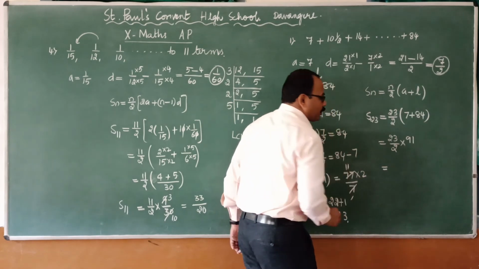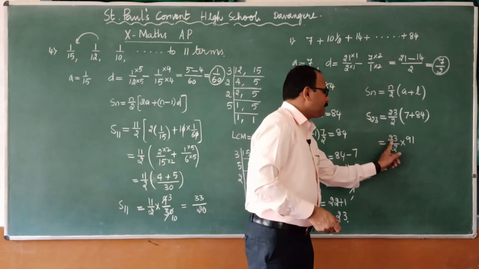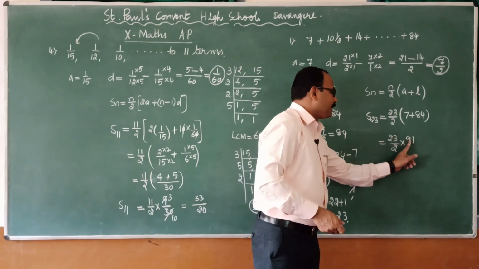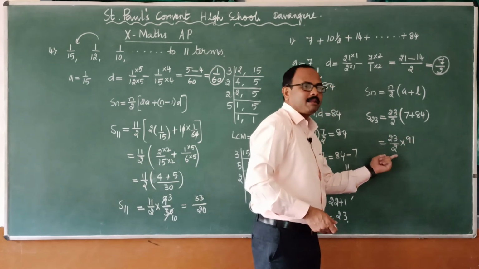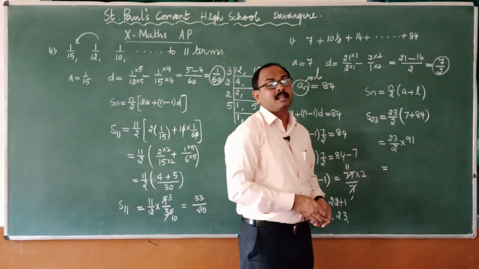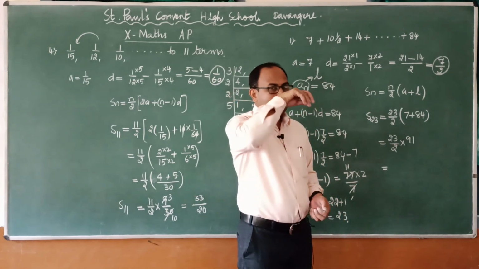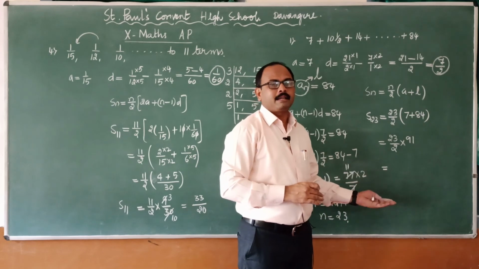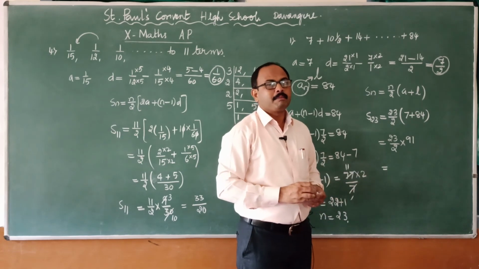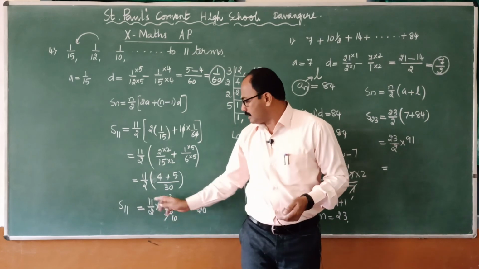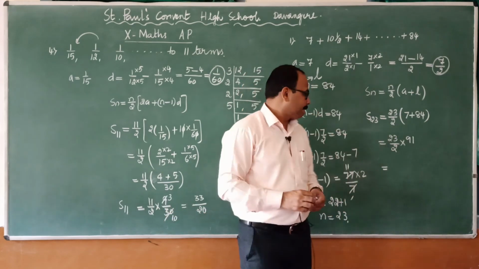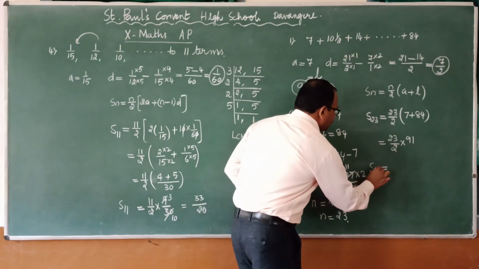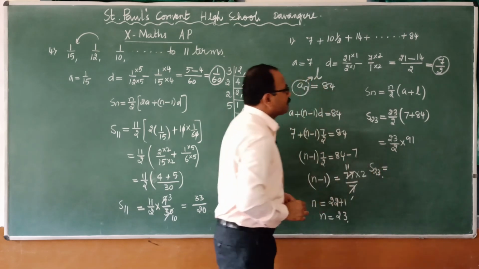Now, what you can do is multiply these 23 and 91. Multiply and divide by 2. You can keep that as an answer. Or that will become an improper fraction. You can further simplify and you can keep that as a mixed fraction. You will get the answer like this. Okay. This is the sum of 23 terms.